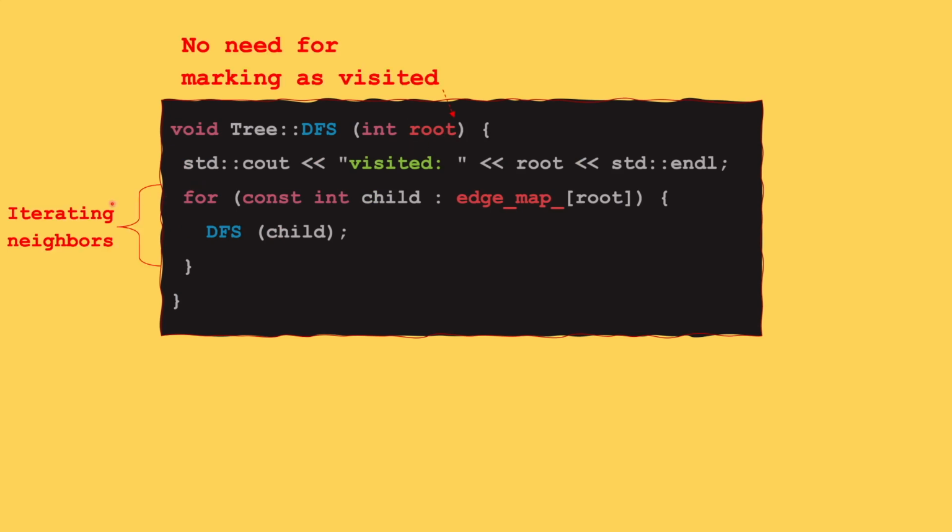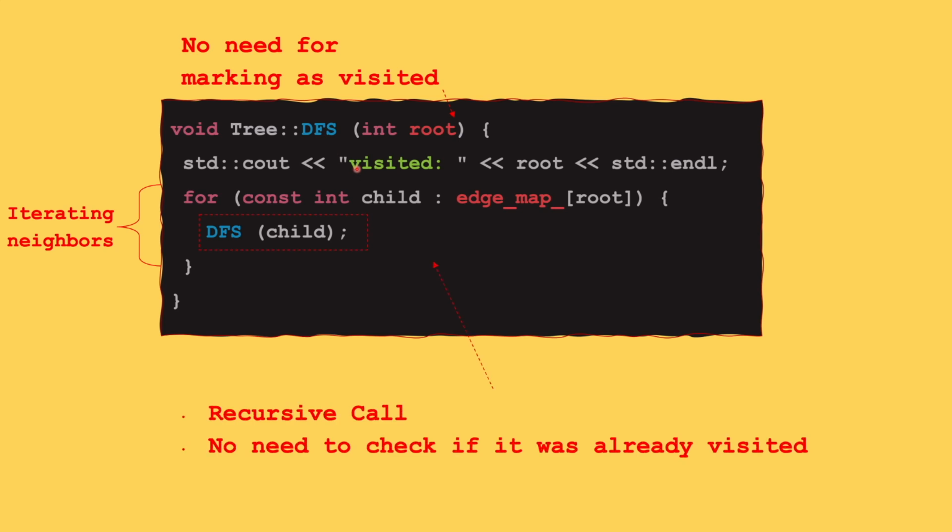It's enough just to iterate through all of its neighbors or all of its children and run DFS on them recursively. So you can see that DFS has a much simpler implementation in a tree.